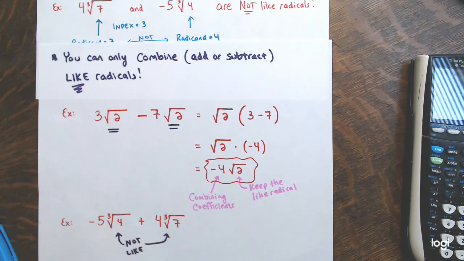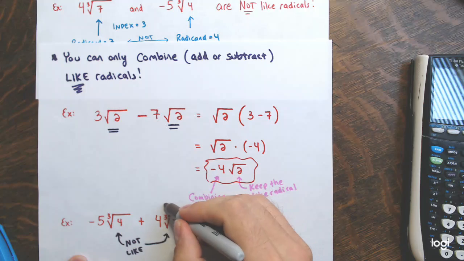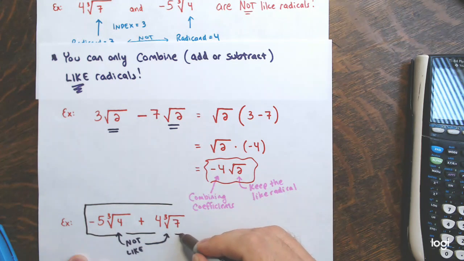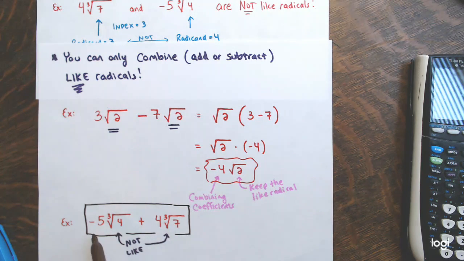So because they're not like, this is it. You cannot add these. This would be considered as simple as it gets. You would just leave it like this. Don't put the -5 and the 4 together. There's nothing to factor out, they don't have any common factor. So just leave it as is. Just put it in a box, I'm done. Nothing to simplify, nothing to do. All right.